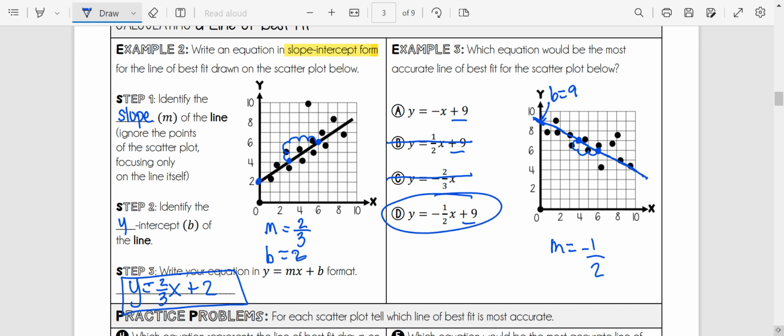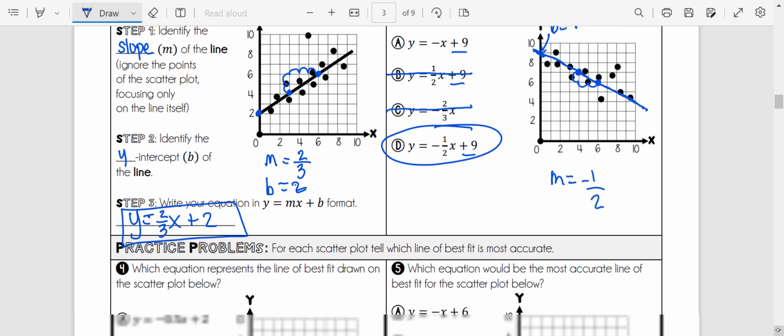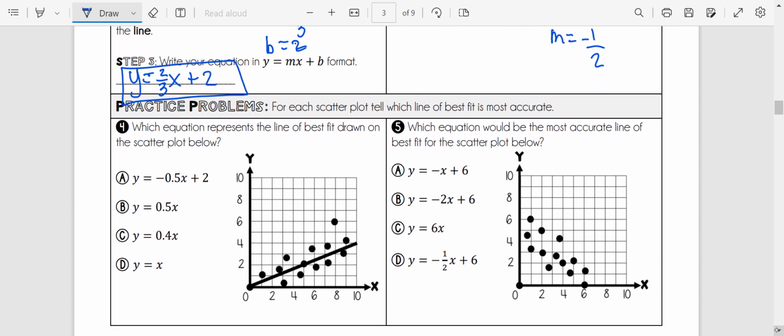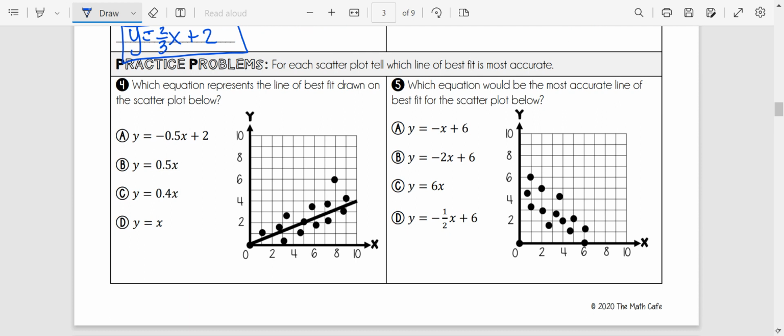You guys go ahead and try the next 2 examples on your formative. Number 4, just like the one right above, they give you the line of best fit. And number 5, you have to draw it yourself. So go ahead and try those 2 on your own and answer in the formative.